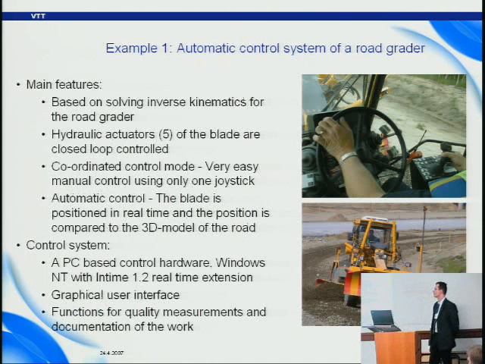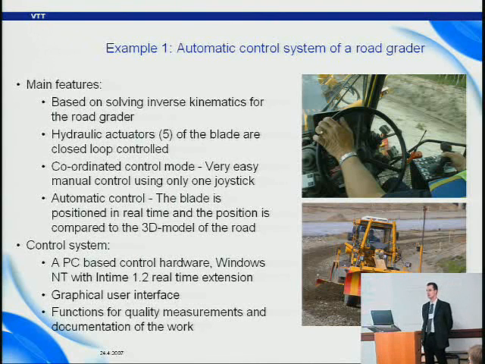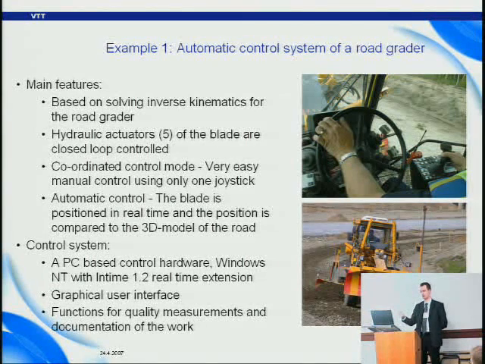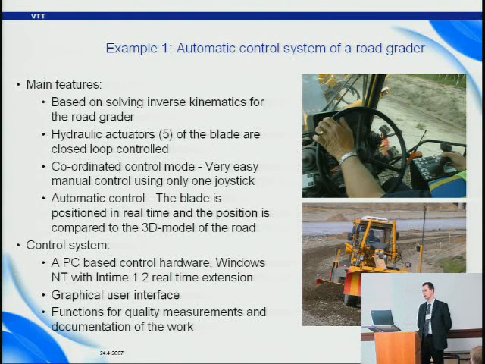Rauno showed one slide of this, but I can explain it in a little bit more detail. This control system is based on solving the inverse kinematics of the road grader, and this means that the blade of the grader can be controlled in Cartesian coordinate system. So this means that you can make very easy manual control. There is only one joystick, and if the user wants to raise the blade, he just pulls the joystick back. Or if he wants to move the blade to the right, he just pulls the joystick to the right. And computer controls individual hydraulic cylinders. And also we can use positioning and 3D model of the road and control the blade automatically.